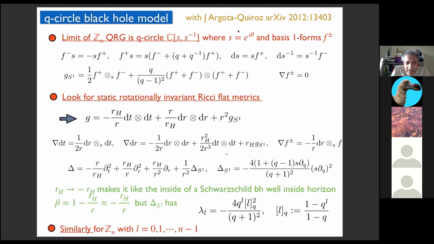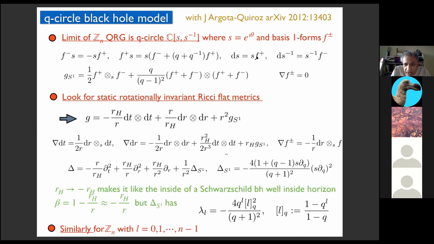And the two directions, E plus and E minus, in the limit become F plus and F minus, and they enjoy these commutation relations. These are quite bizarre. S going past F minus gives you minus S F plus, and S going past F plus gives you S F minus plus this Q term.